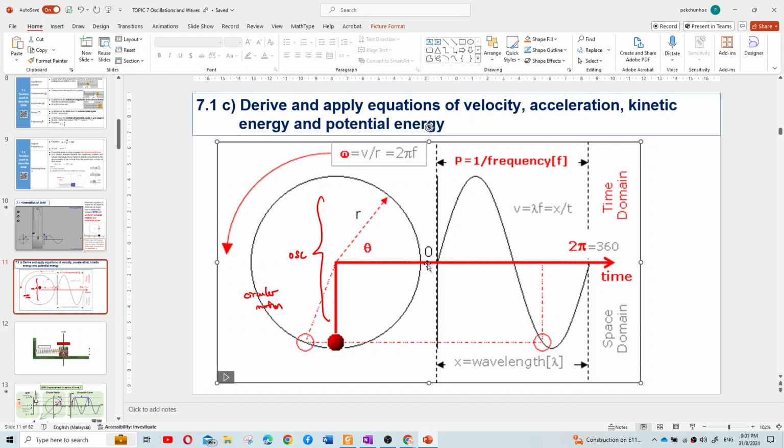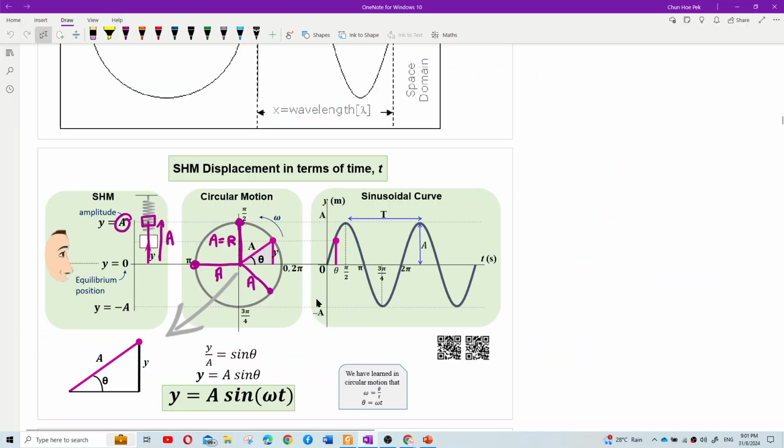Terlalu cepat pula. Alamak. Jalan. One more time. Okay lah, terlambat sikit. So itulah radius is the amplitude, right? Okay, enough, yeah. Okay, wrap off all these.